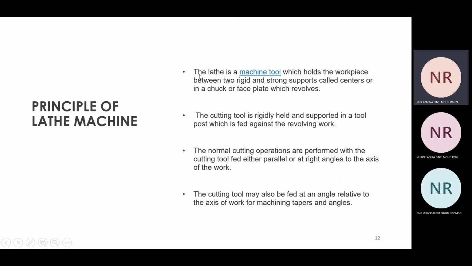Principle of the lathe machine. The lathe machine is a machine tool which holds the workpiece between two rigid and strong supports, called centers, or in a chuck or face plate which revolves. The cutting tool is rigidly held and supported in a tool post which is fed against the revolving work.